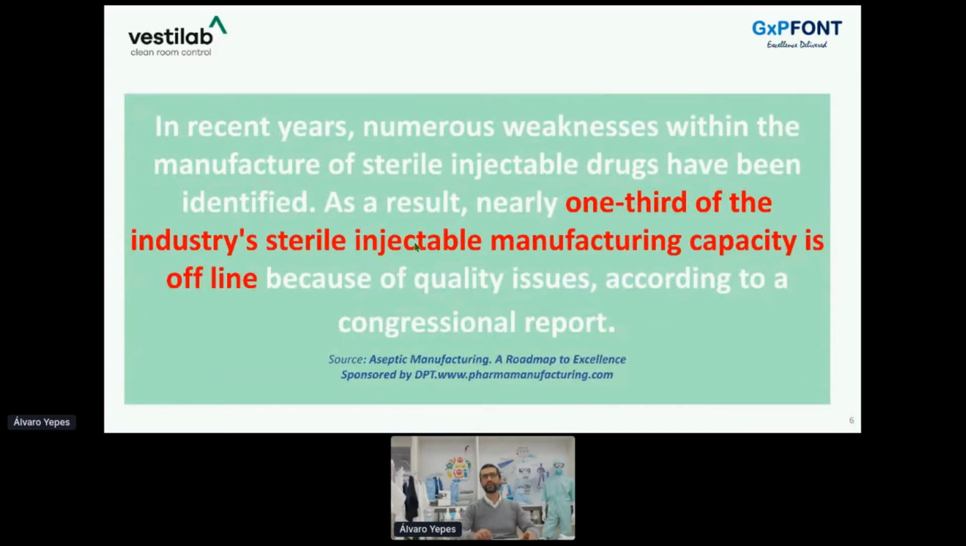Another factor to bear in mind is that there has been a study that shows that 1/3 of the sterile industrial capacity is offline due to quality issues. So if you can imagine, these circumstances are totally shocking, and from the business point of view, unacceptable. You cannot afford as an industry to have 1/3 of your investment not producing.